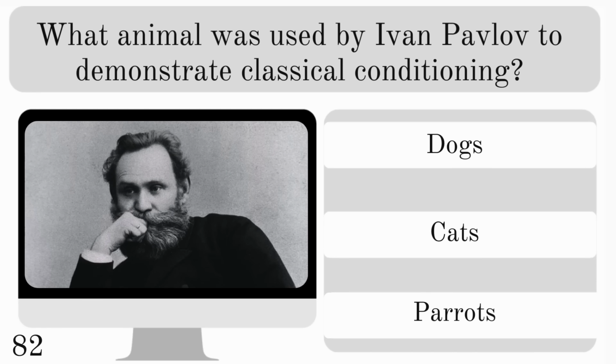What animal was used by Ivan Pavlov to demonstrate classical conditioning? Did he use dogs, cats, or parrots? And the answer is dogs.